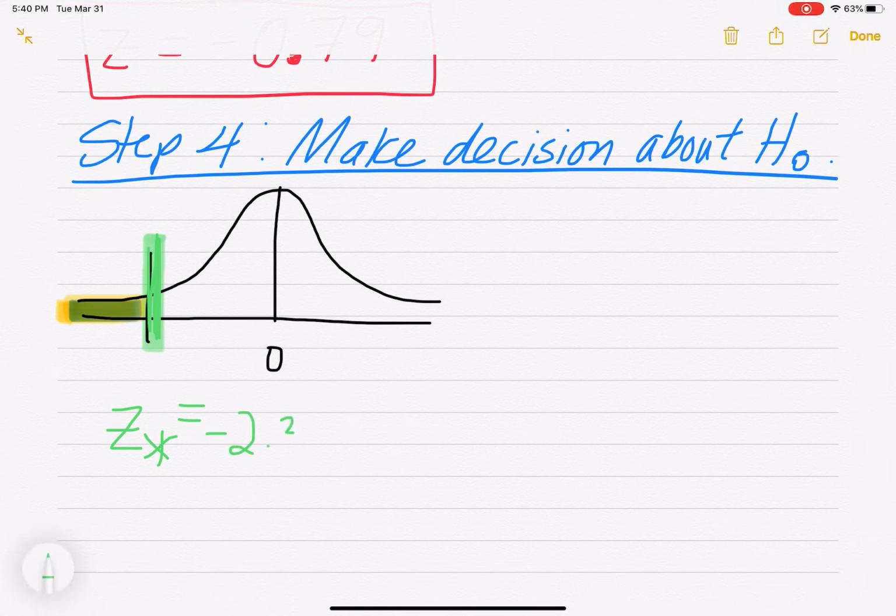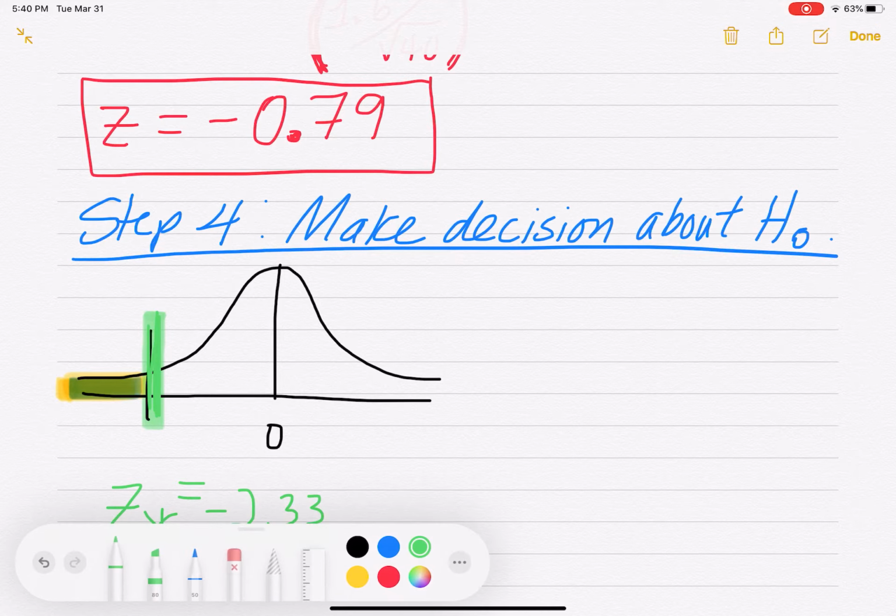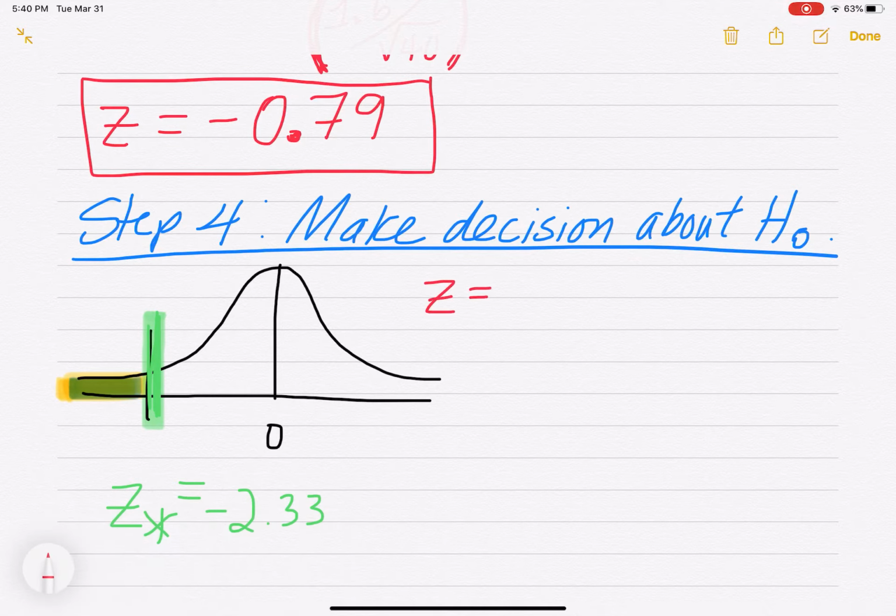Negative 2.33. Now, what did you get for our test statistic value? You got a z-score of negative 0.79. So where is that at? If I got z equals negative 0.79, that represents my sample information. That's going to be about here. Right? It's to the left of 0, but it comes after negative 2.33. So it's in between negative 2.33 and 0. Now, the question is, is our red test statistic right here in the rejection region? No, it's not, right? The rejection region is this yellow region right here. So we're not in the rejection region.